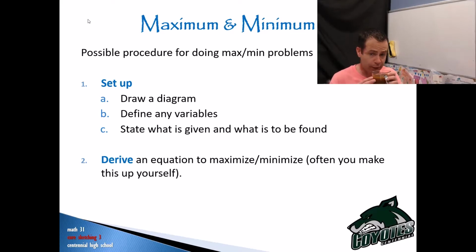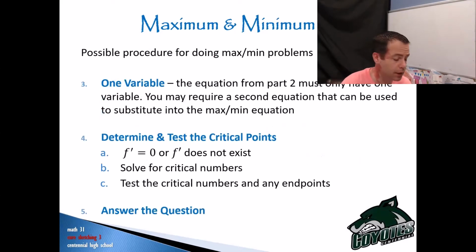Number 2, derive an equation that you could maximize or minimize. And often you have to make the equation up yourself, given whatever you have. Number 3, make sure you have one variable. The equation from part 2 must only have one variable. And again, we ran into similar conversations when we did related rate problems. Remember, the one I'm thinking of often was with the cone, where we had the volume of a cone involving the radius and the height. And so we represented one in terms of the other so that we could just have one variable there.